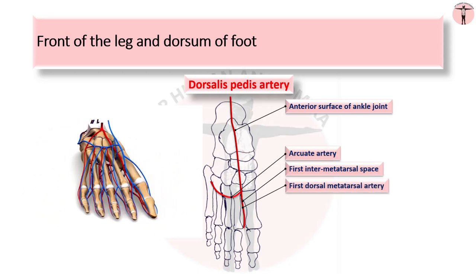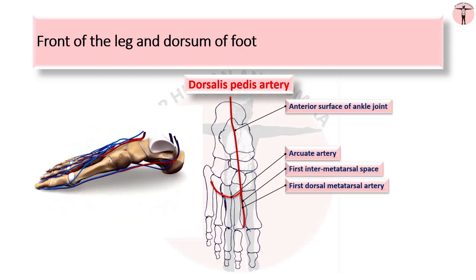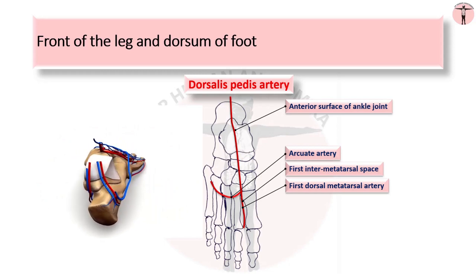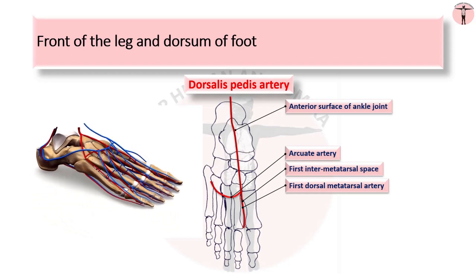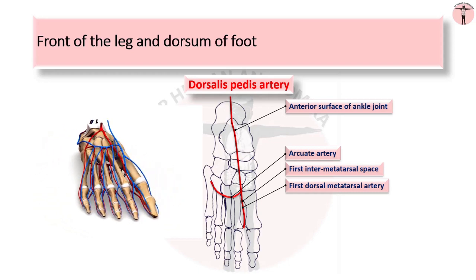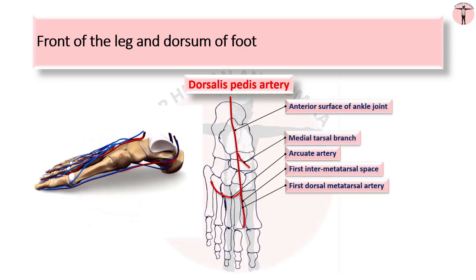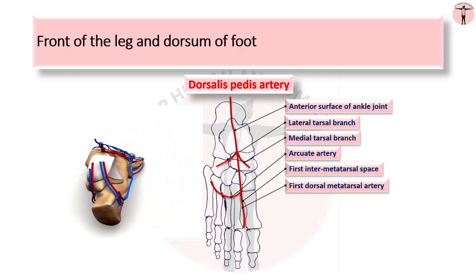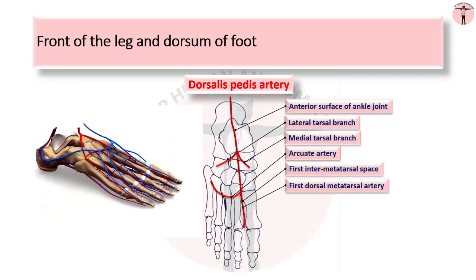On the dorsum of the foot, it lies on the tarsal bones and is readily palpated against them between the tendons of extensor hallucis longus and extensor digitorum longus. Near the ankle joint, it gives off medial and lateral tarsal branches to the tarsal bones and extensor digitorum brevis.